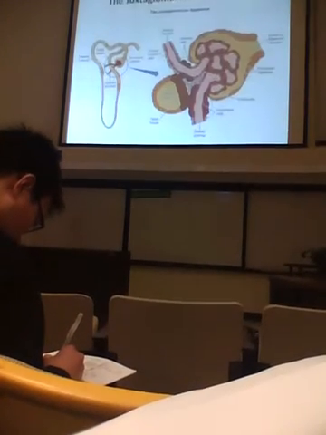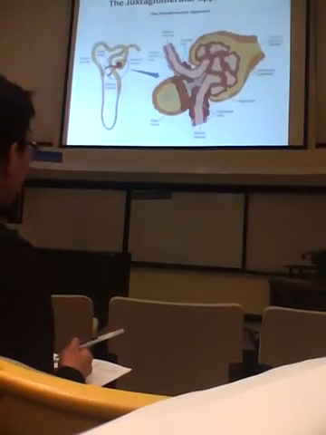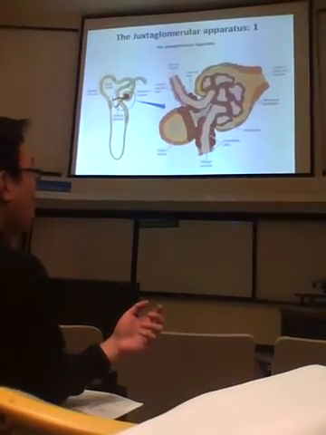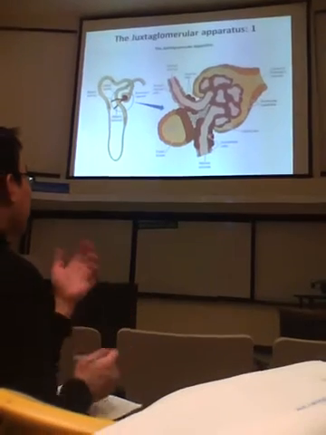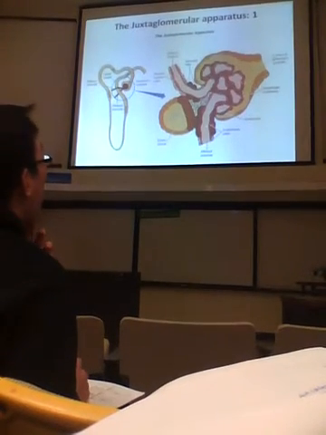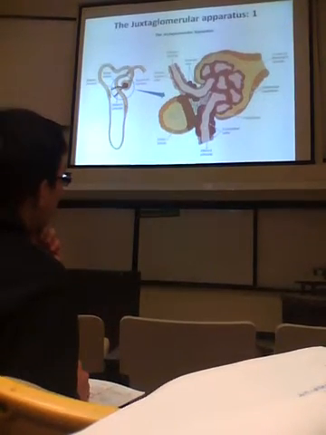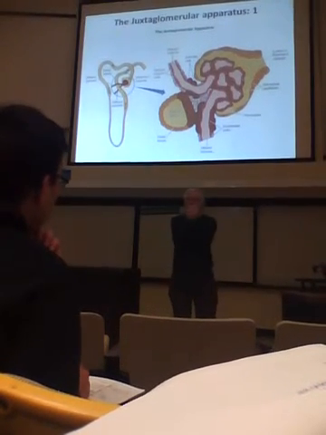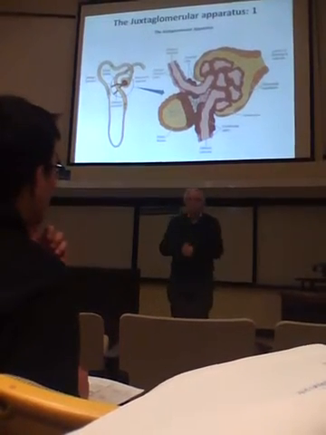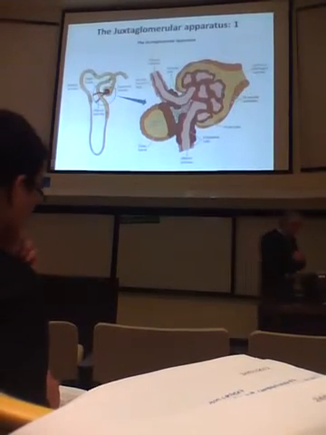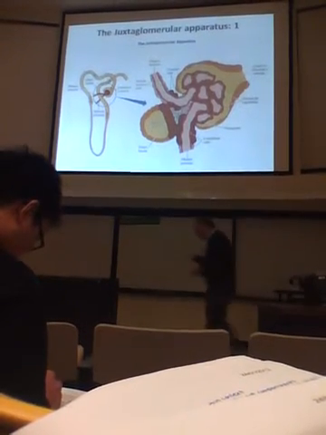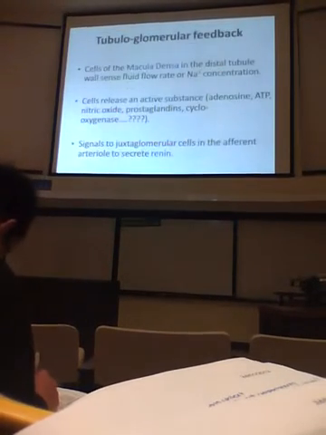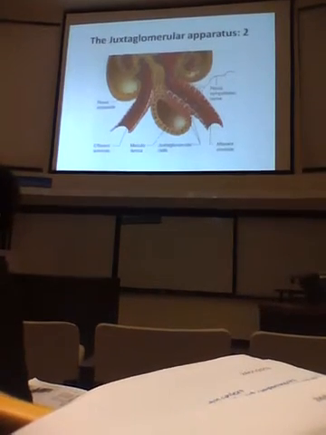So the granular cells here produce renin, which is secreted into the circulation, and in the circulation, this forms angiotensin, which causes the constriction, we think. There's also other factors going on here. This particular picture doesn't show it. This one does. Here it is again.